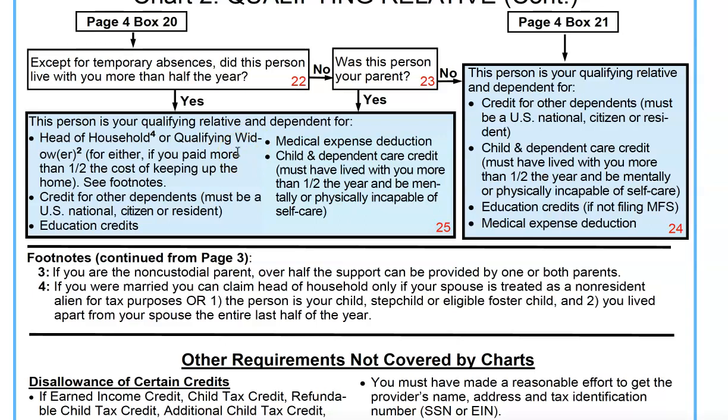Well, that's good. For credit for other dependents, that's worth $500. For education credit, for medical expense deduction if Sophia itemizes, and for child and dependent care credit if Raymond were young enough or disabled, which he is not. So not too bad. You've lost the child tax credit because Raymond's not a student, but pretty much everything else. Earned income credit isn't here also. But at least you've got head of household, which is a much better filing status than single.